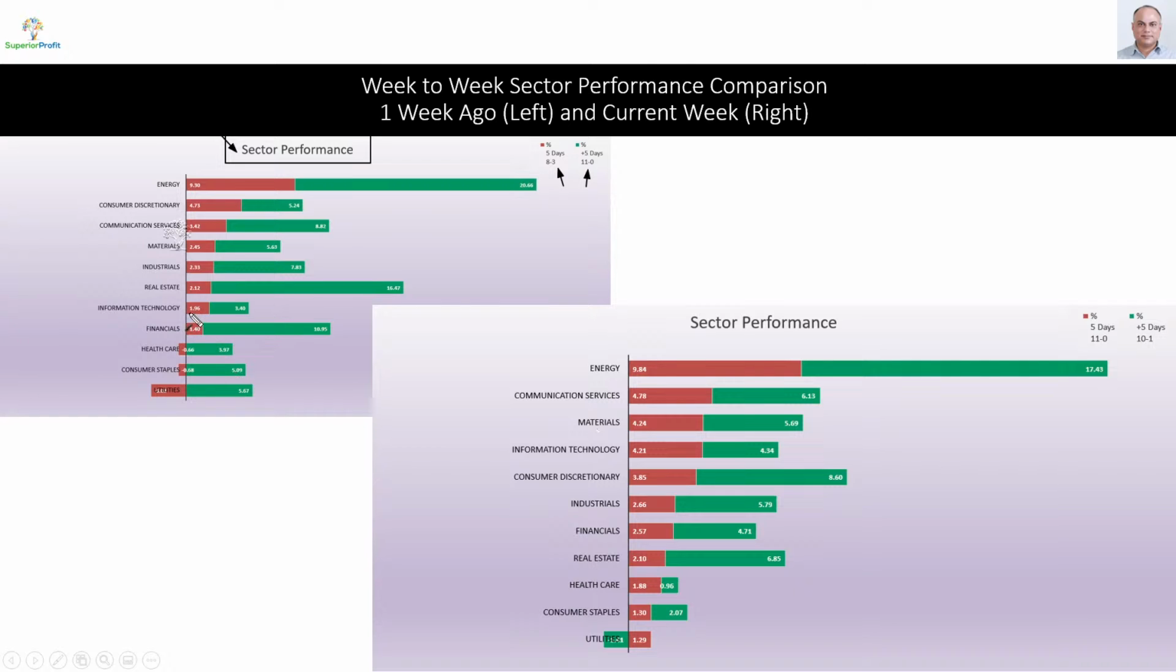That time market was bullish in terms of sector performance, and the previous week was also bullish. So from bullish 1 week ago, it remained bullish, though some sectors went down. Overall, it was still bullish.